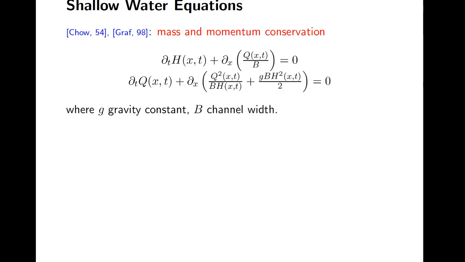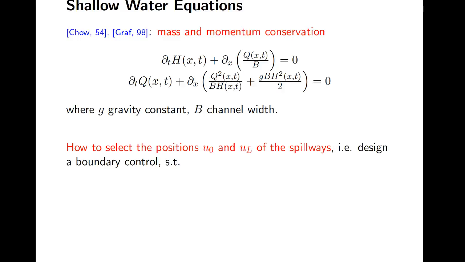So in this case, the model of this system can be written in this form. Again, this is a nonlinear system of PDEs. Those are two PDEs where g is the gravity constant, b is the channel width, and those are the parameters. So the idea again is how we design u0 and uL, the spillways, which is a boundary control. I will make this point clear in a while.